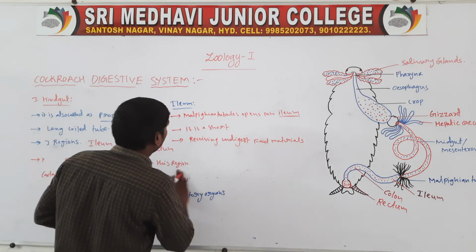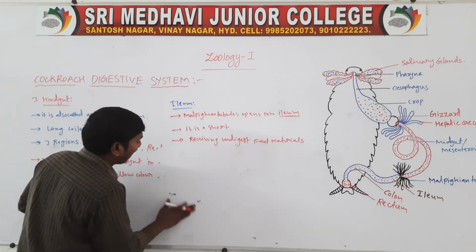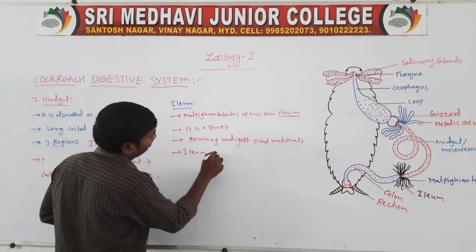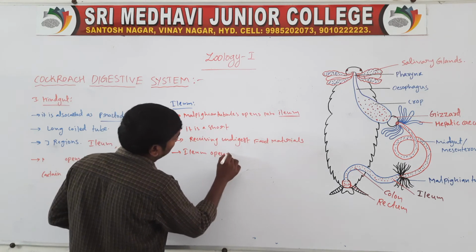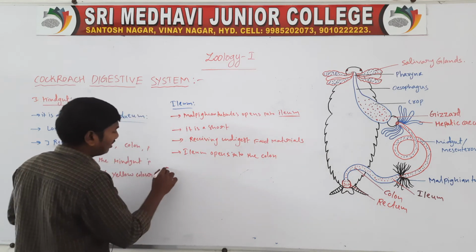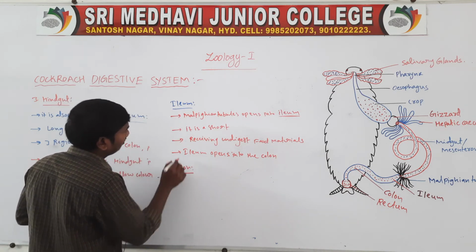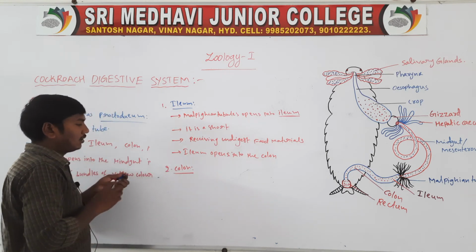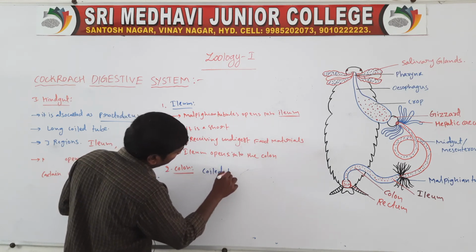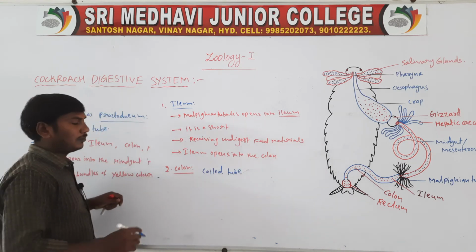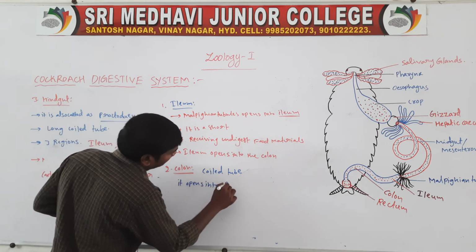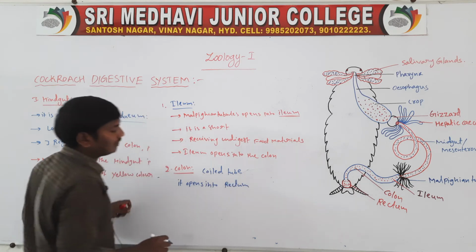Next, the ileum opens into the colon. First one ileum, second one colon. The colon is a coiled tube. It opens into the rectum.